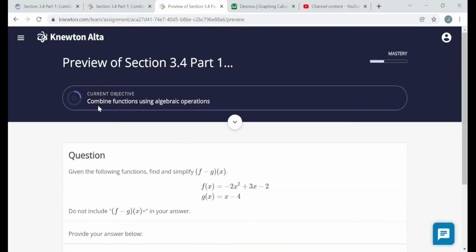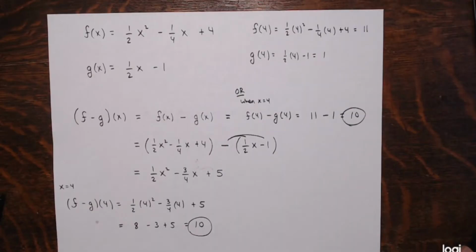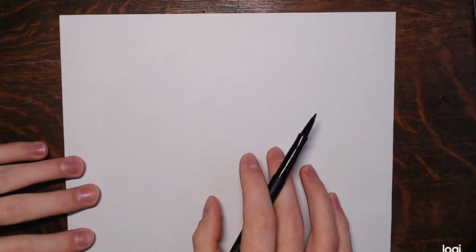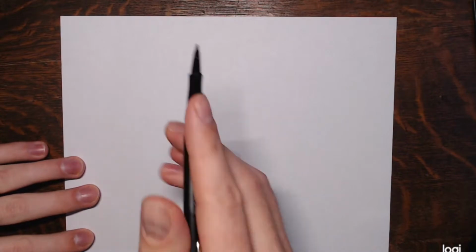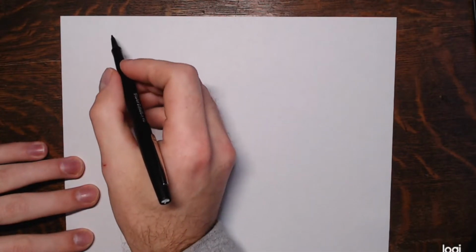Alright, we're still on this objective. Again, we have, what's f minus g of x, right? So just in general, for any x. Alright, so once again, I'll write these out. And again, just pay attention to the operation. Is it addition? Is it subtraction? Is it multiplication? Is it division? Right? Or composition, right? You have that other objective with function composition.